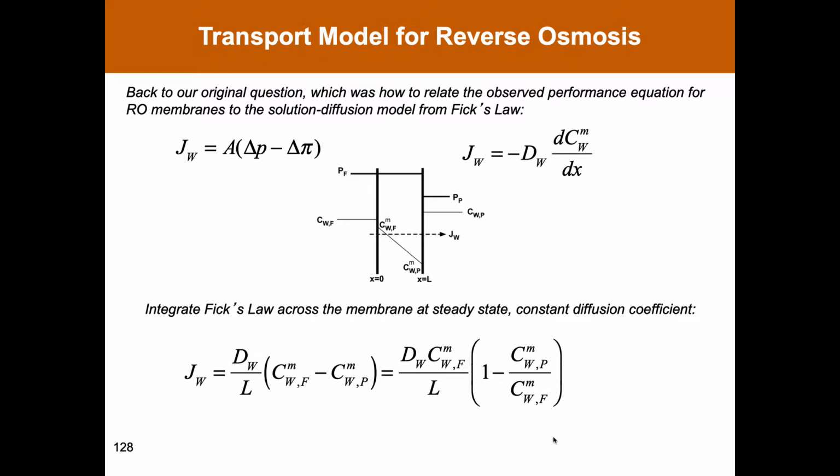We started this discussion with a very simple version of Fick's law that doesn't include any of the possibility for convective effects or so-called frame of reference corrections for transport. And if you integrate that across the membrane with a constant water diffusion coefficient, you can write the expression for the flux as shown here.